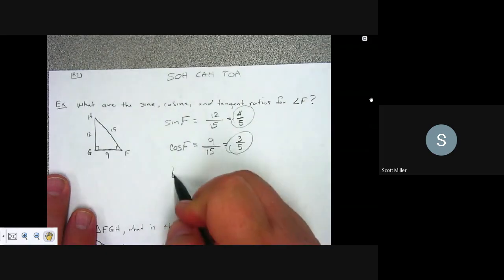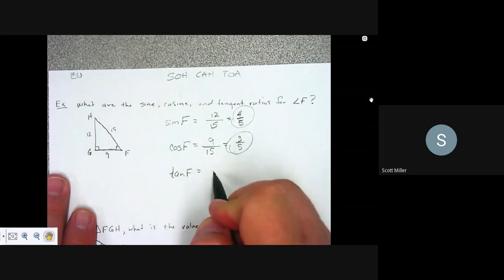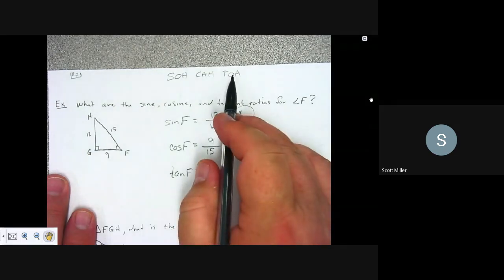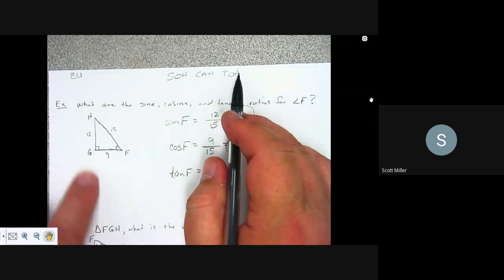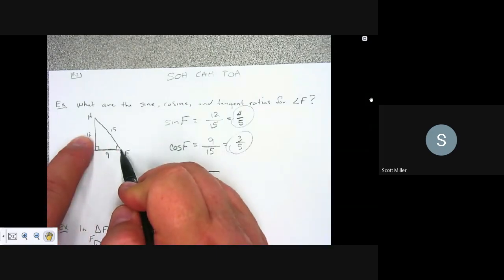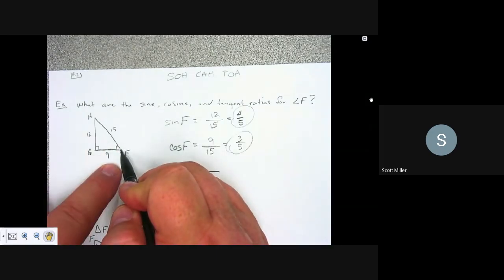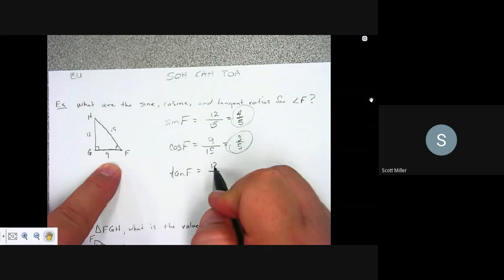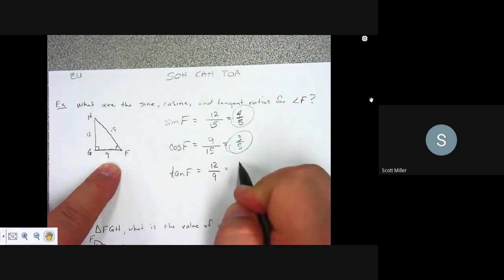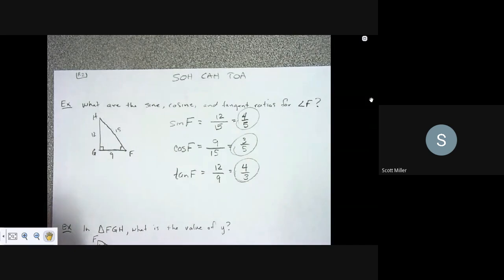For the tangent of angle F, that is the opposite length divided by the adjacent length. So the opposite length is 12. The adjacent length is 9 over 9. And when we reduce that, we get 4/3. And those are the three trig ratios. Always make sure your fractions are reduced all the way down.